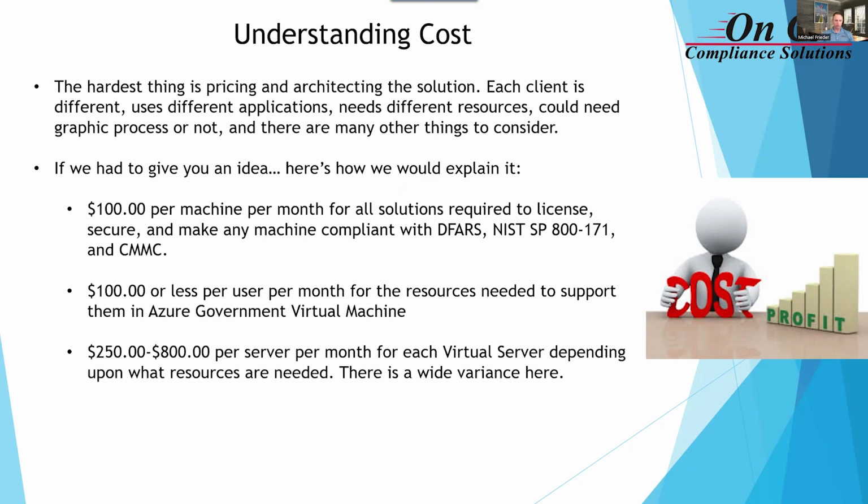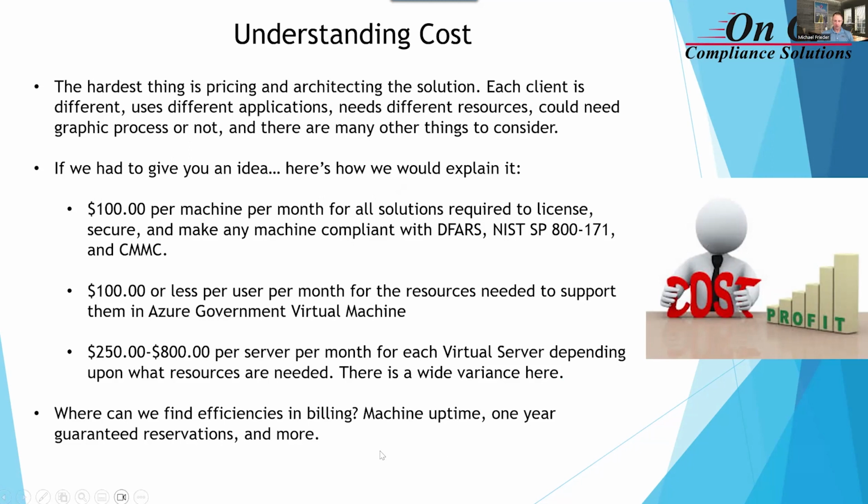Now, what about servers? If you've got a more complex situation, like you want to host GitHub Enterprise, that was just a random example we've done a lot of lately, it's $250 to $800 per server per month for each virtual server, depending upon what resources are needed. There's a wide swing. If you need to run a simple domain controller, that's probably on the cheaper end. I think I've seen a domain controller for under $150 a month. If you need to run GitHub Enterprise, I've seen that for around $500, $600 a month. It just depends on what you need. Every environment is different. There is a wide variance there.